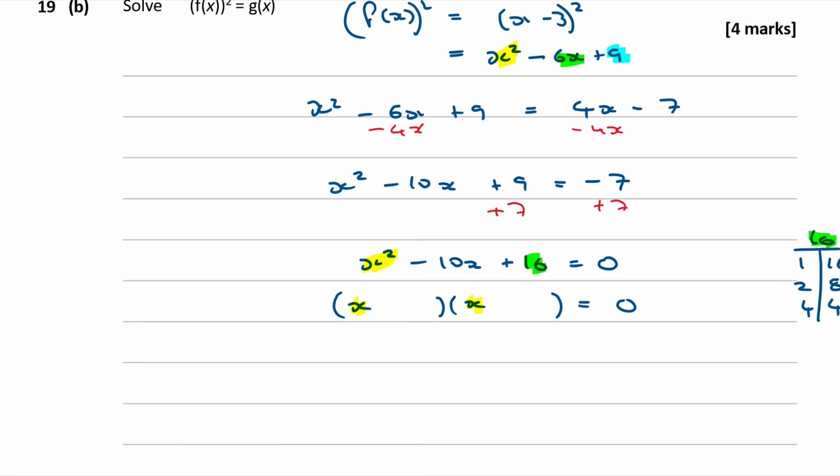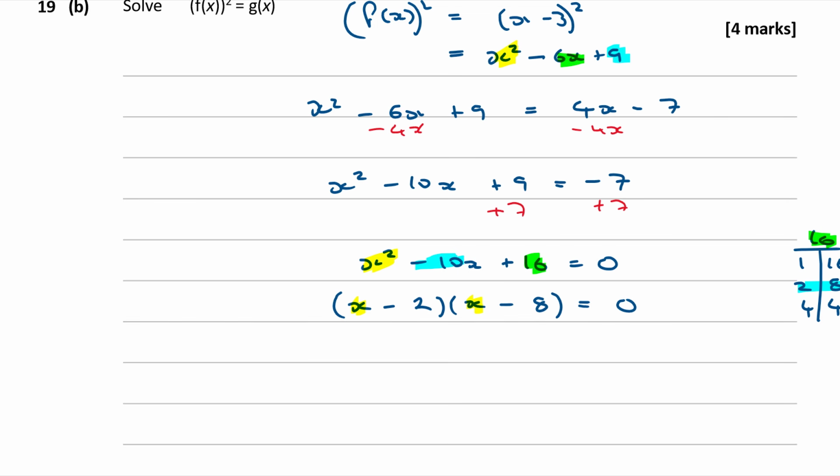Now I'm looking for a pair that sums to minus 10. So I'm guessing it's going to be those, because if I've got a plus at the end and a minus in the middle, I must have minus minus, and the minus 2 and the minus 8 is going to make minus 10. Okay, so good.